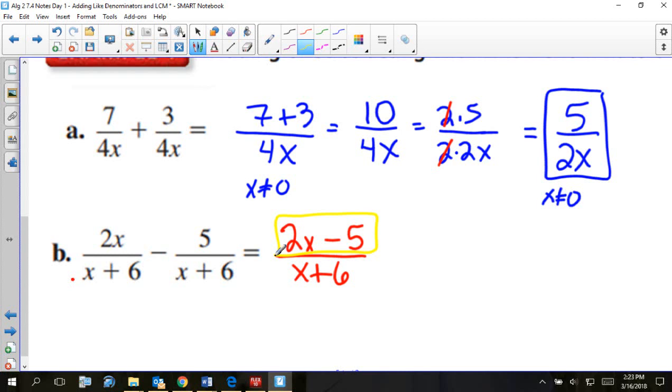I cannot cancel those x's. I cannot cancel the 2 or the 6. Because nothing's factored. I have to be factoring the binomial, not individual terms. So this is it. Did our domain restriction change at all? We didn't need to cancel anything, so you don't need to include anything.